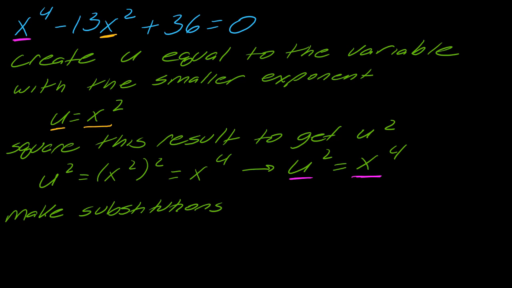The way that's going to look, my x to the 4th will now, by this translation, become u squared. And then minus 13. We didn't do anything to the 13, right? So we leave that alone. We just substituted out this x squared. So this x squared will become u. And then plus 36 equals 0.